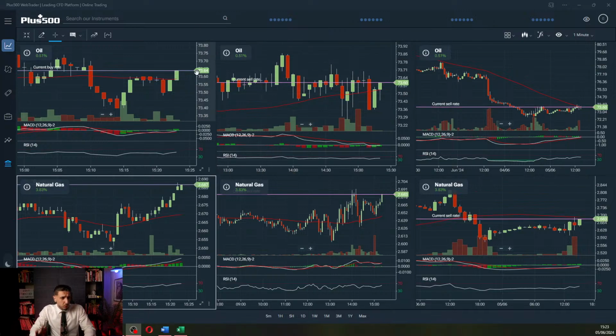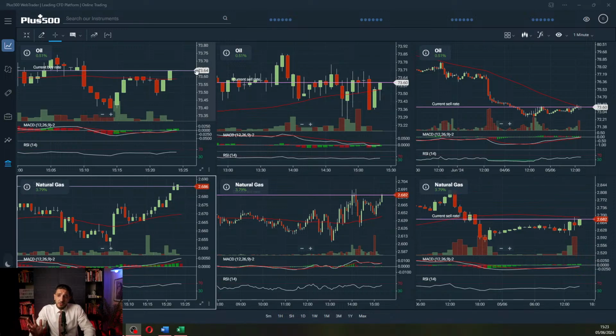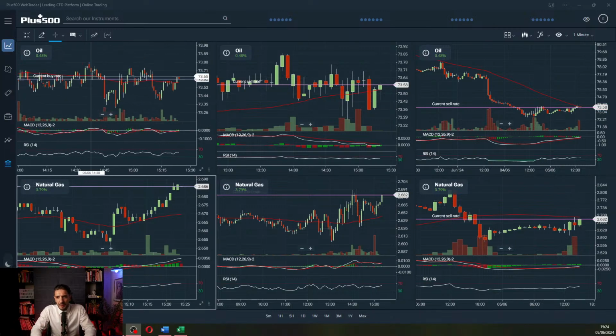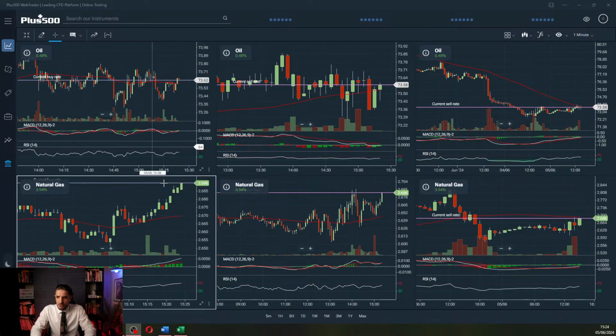So I'm looking at crude oil to start with, and that is first and most important. Looking at the 1 minute chart, we're just breaking above the moving average, but let's see what is going on with the other charts, because we have found some consolidation right here since 2 o'clock.